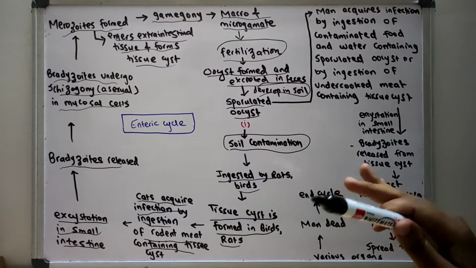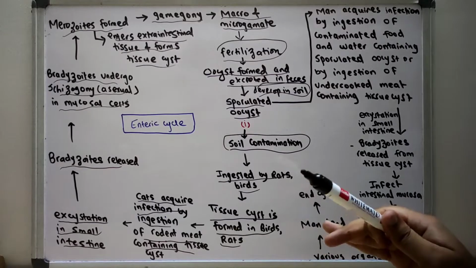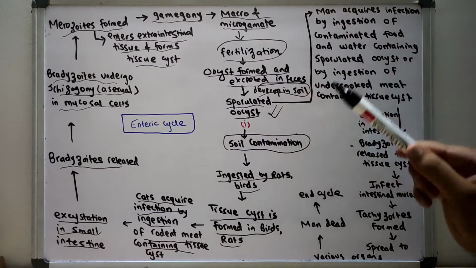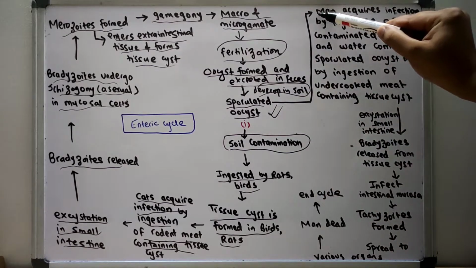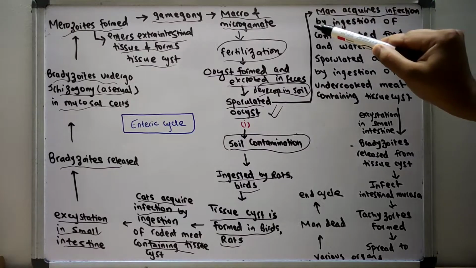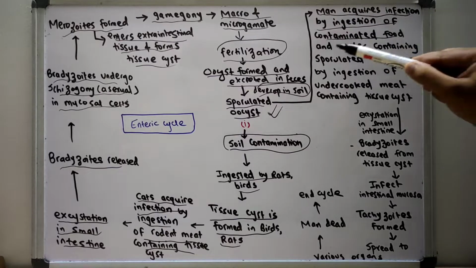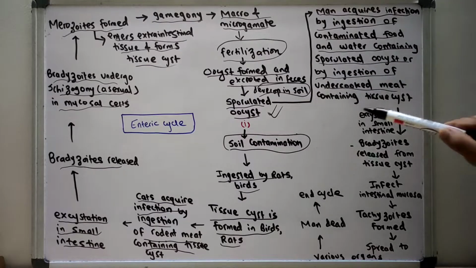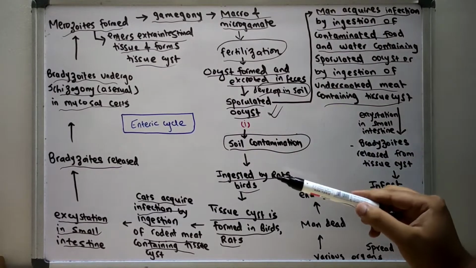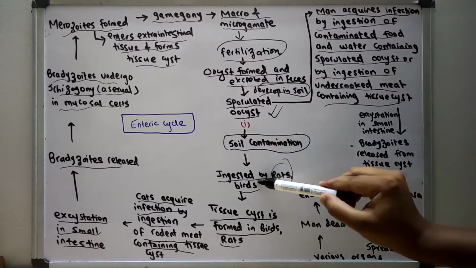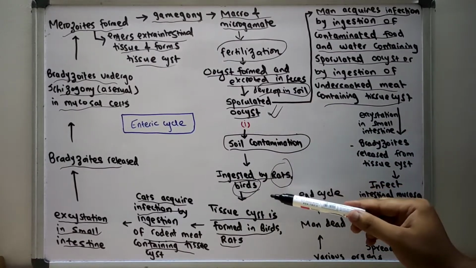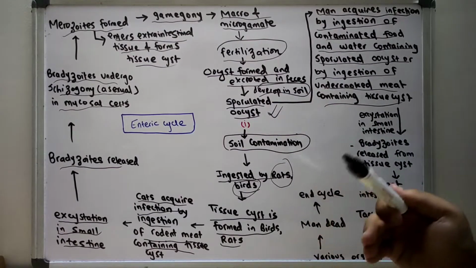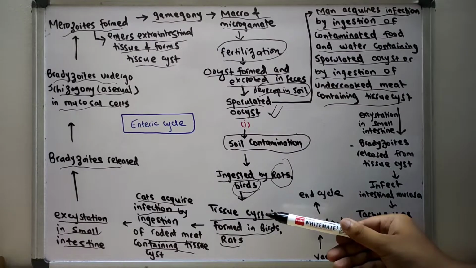But we know that the intermediate host is humans or other mammals. What happens is that accidentally, after the soil contamination or after the formation of the sporulated oocyst, the human being or other mammals acquire infection by the ingestion of contaminated food and water containing sporulated oocyst, or by the ingestion of undercooked meat containing the tissue cysts. That means some people also eat rats and some people also eat birds. So if those rats and birds contain the tissue cysts, and we eat that kind of undercooked meat, then we acquire those tissue cysts.